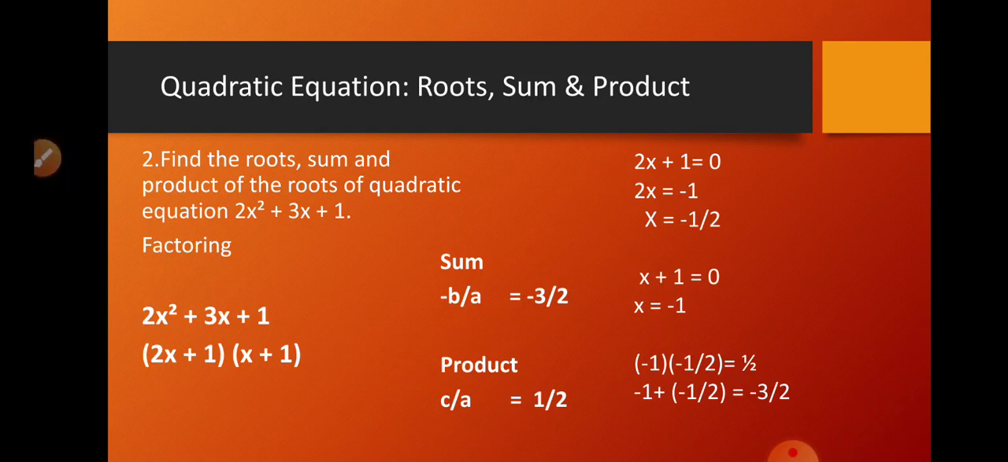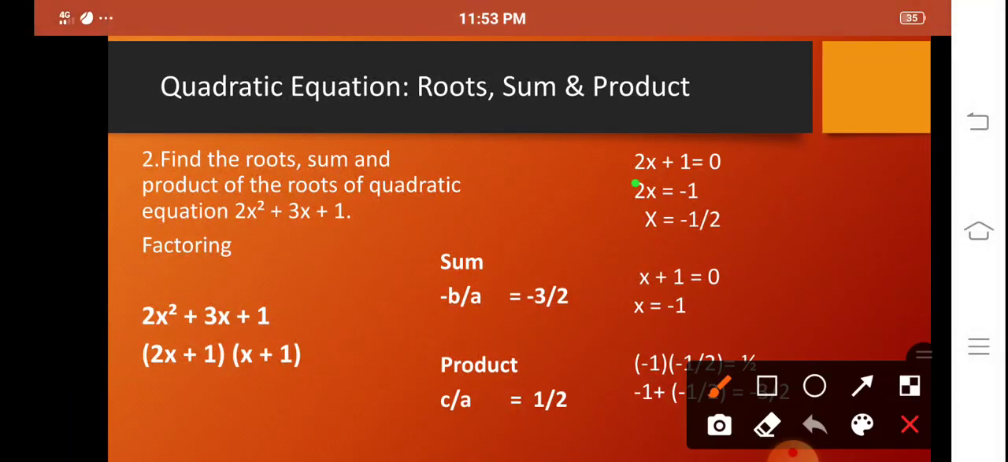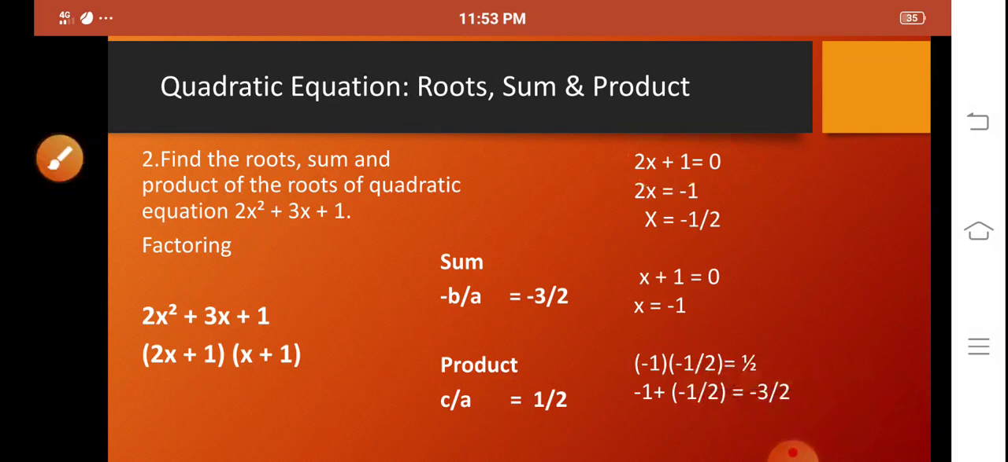Okay, how do we verify the sum? Let us equate our factors to 0. So 2x plus 1 is equal to 0. By additive inverse, we have 2x is equal to negative 1. Then by multiplicative inverse, we get x is equal to negative 1 half. That's one of the roots.